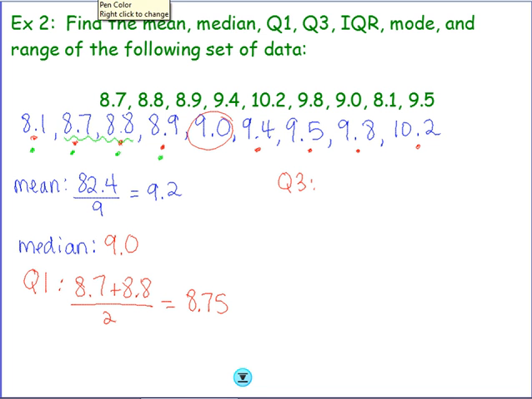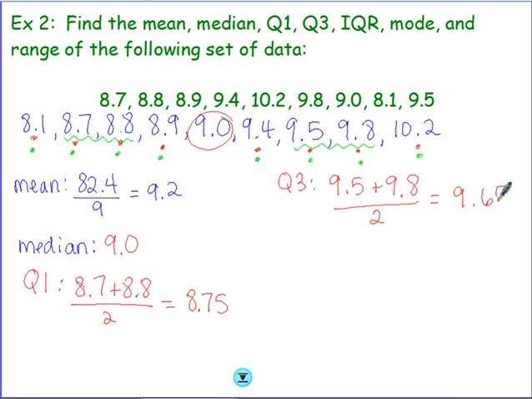We're going to come over here to Q3. Same thing, 9.4, 10.2, 9.5, 9.8. Again, we have two middle numbers. We're going to add up 9.5 and 9.8. Hit enter, then divide by 2, and you get 9.65.